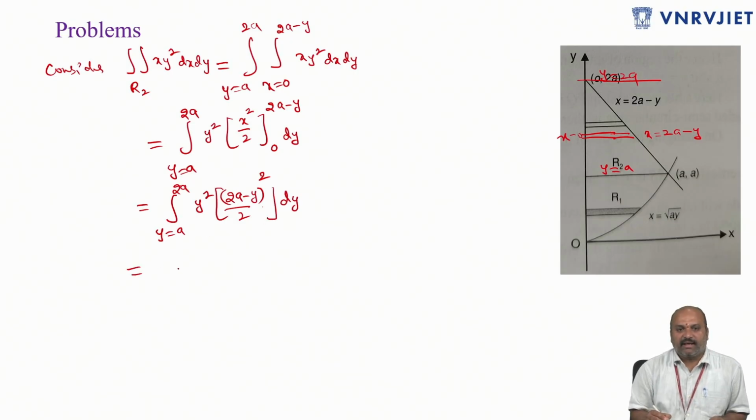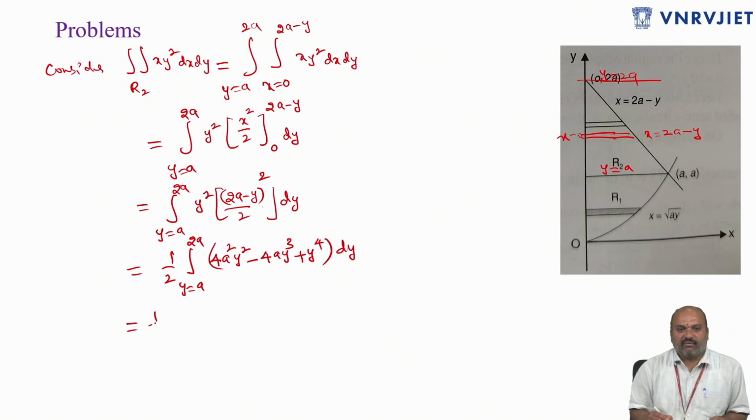This is equal to, let's write this 2 outside, 1 by 2 integral y equals a to 2a. Now let's expand this, of the form a minus b whole square. a square is 2a whole square, that is 4a square, so let's write it as 4a square into y square. Next, minus 2ab, which means 2 times 2 is 4, 4ay into y square, 4ay cube. Plus b square means y square into y square, which is y power 4, dy.